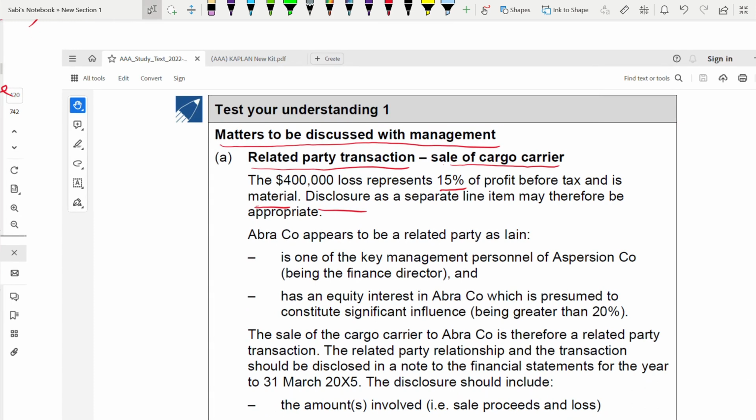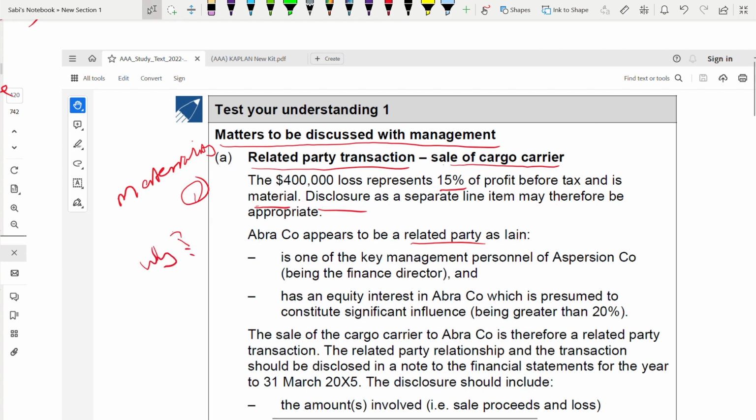Whenever a related party transaction is there, remember this, you need to give reasons. It could be one reason, two reasons, or three reasons, depending on the number of reasons you can make from the case study. You have to give the reason why it's a related party. So this first paragraph is about materiality. You don't have to write this, I'm just making you understand how we came to this materiality. Next is why it is a related party: give reasons.